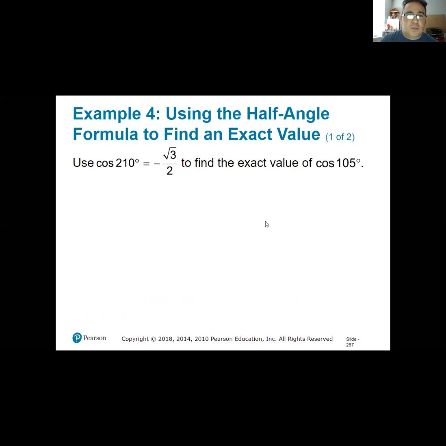So use the cosine of 210. This is your problem. So this is your last example, and then I'll give you the formulas for tangents. Use cosine of 210 equals negative square root of 3 over 2 to find the exact value of cosine of 105. Okay, so how do we do that?